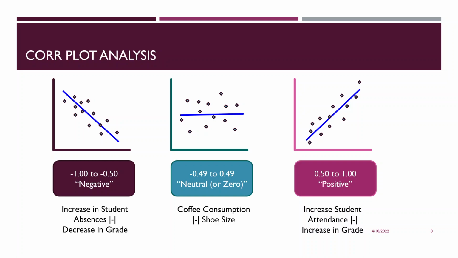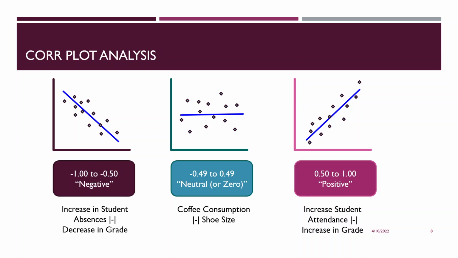Whereas on the positive core plot, if you have values that are 0.5 and above, that means that you have a positive relationship. So an increase in student attendance has an increase in grade. It's proportional. So as one increases, the other increases. So we say that's proportional.